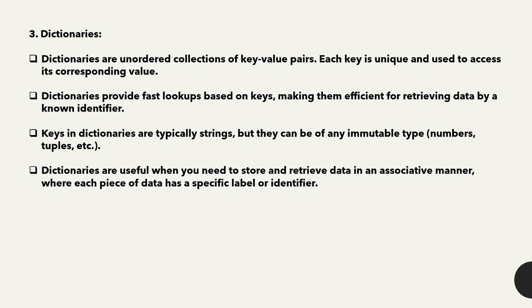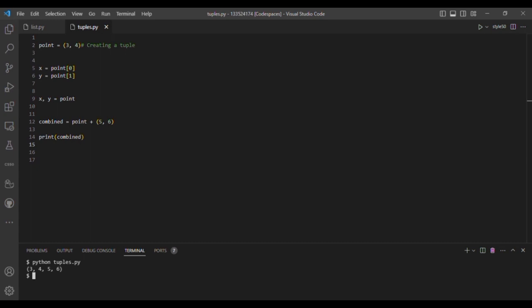So let's take the simplest example so that you can understand easily. Let's say you have a phone book where names are associated with phone numbers. The names are the keys and the phone numbers are the values here. You can look up a name and find the corresponding phone number easily. Let's write code in VS Code for better understanding of dictionaries.